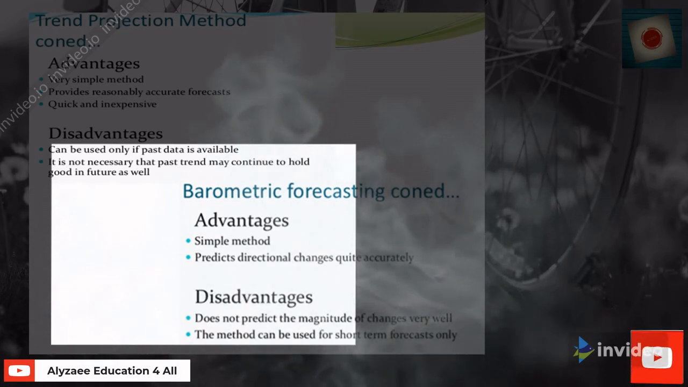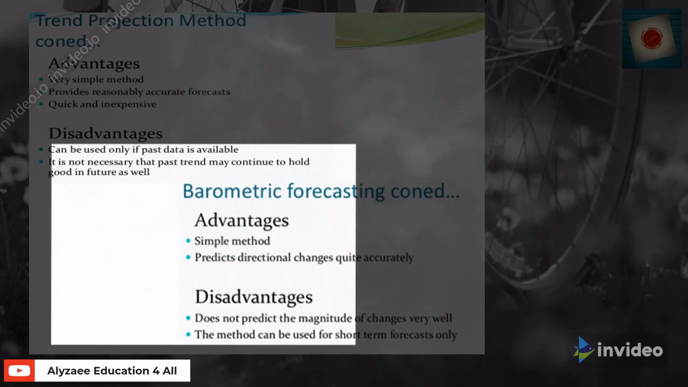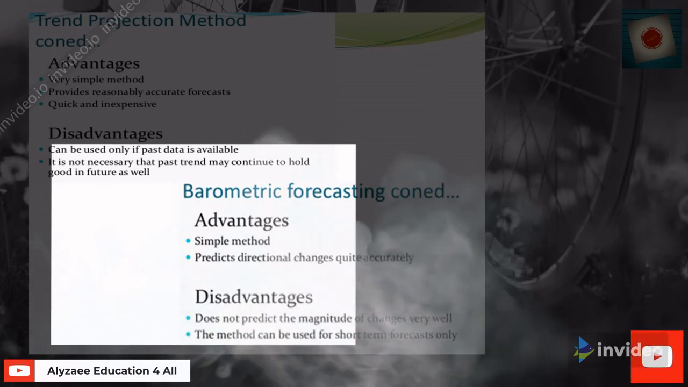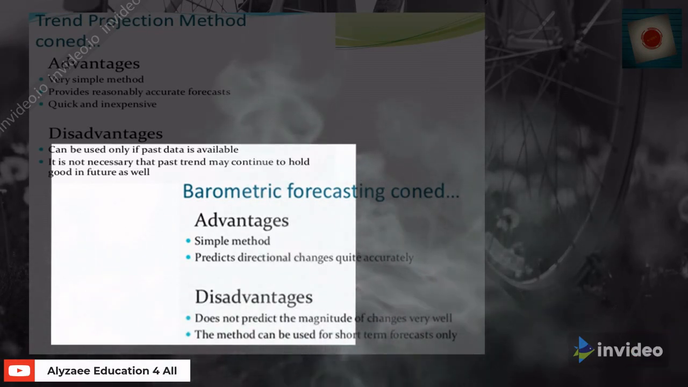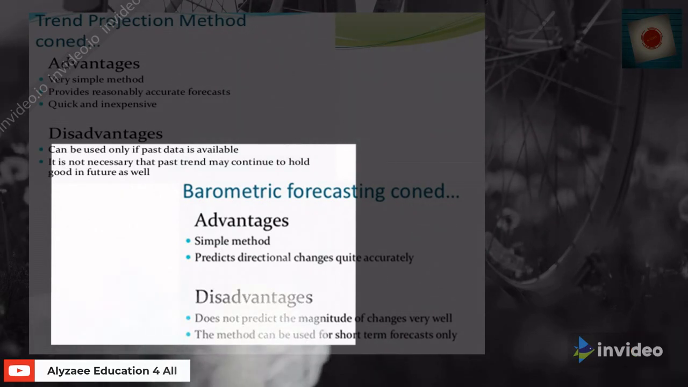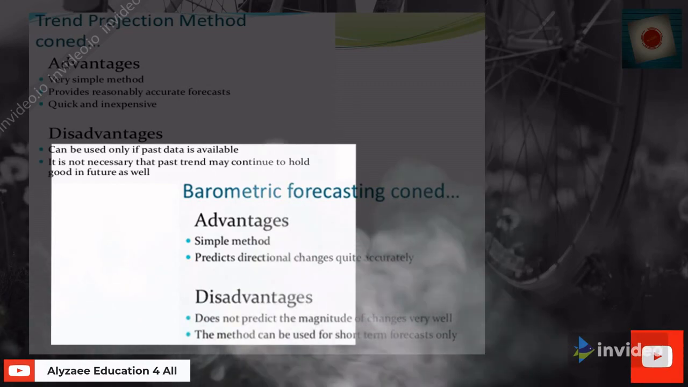Barometric forecasting. So we have to look at the advantages and disadvantages of barometric forecasting. Advantages are that it is a simple method and predicts directional changes quite accurately. Disadvantages are that it does not predict the magnitude of changes very well. So this means that barometric forecasting cannot be used for larger analysis. The method can be used for short-term forecasts only.